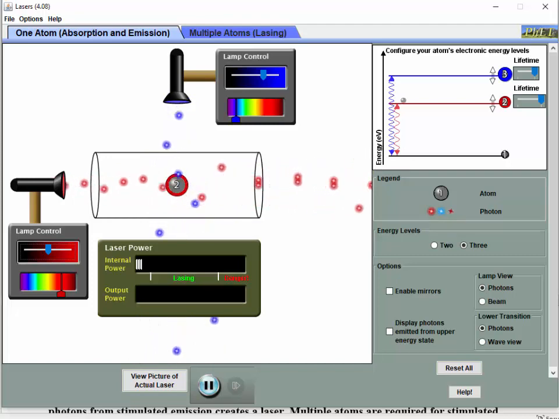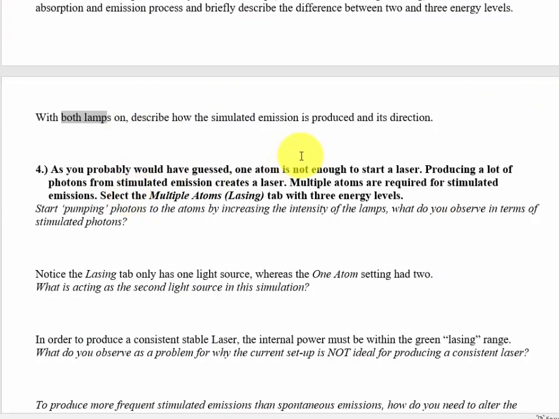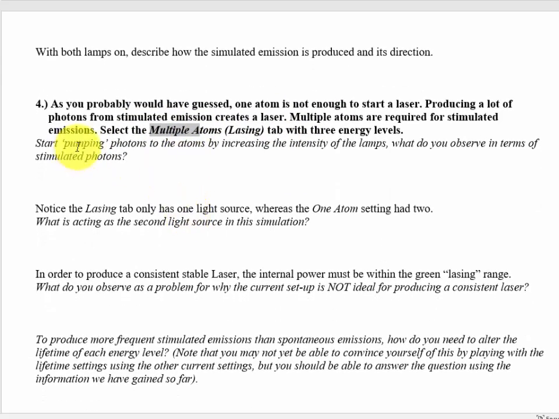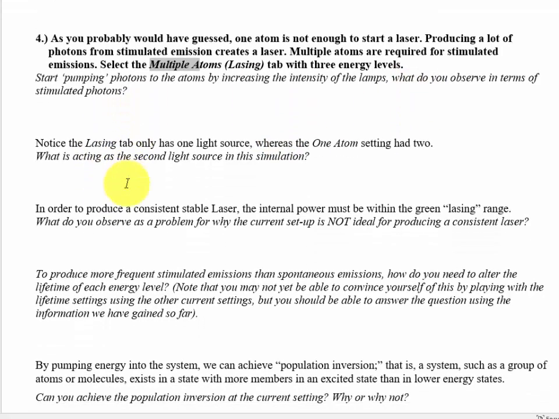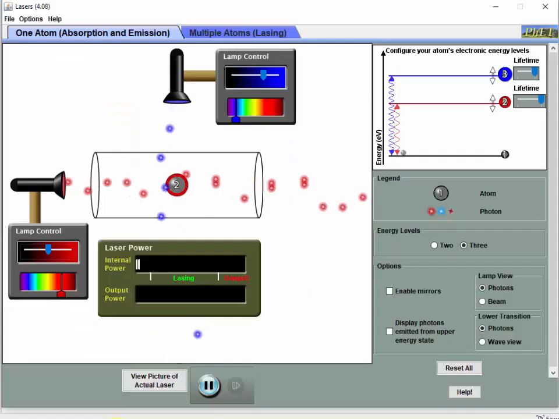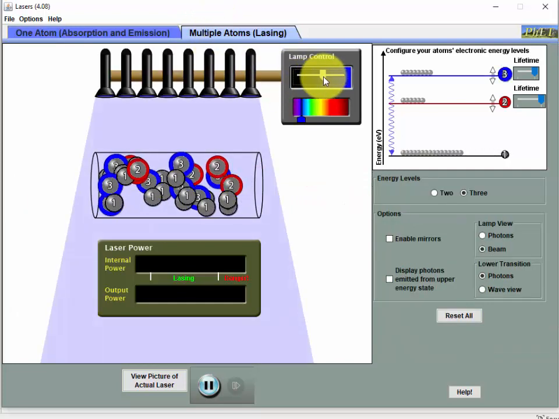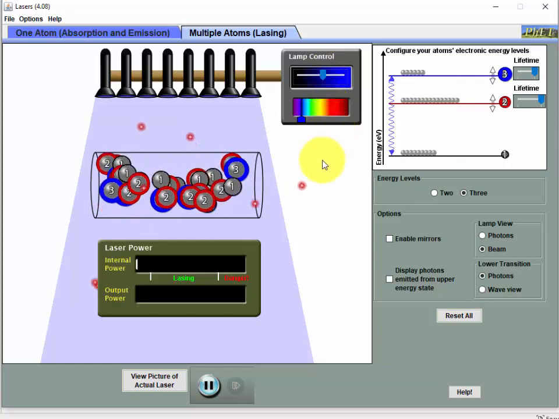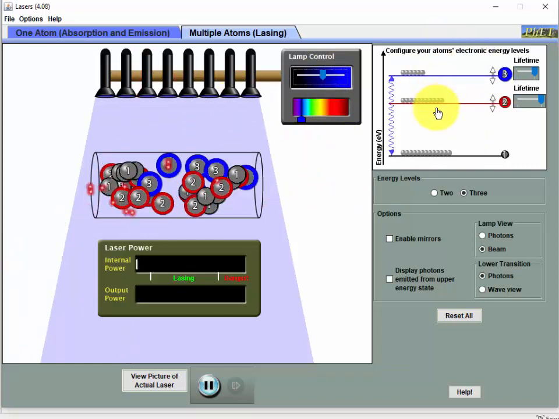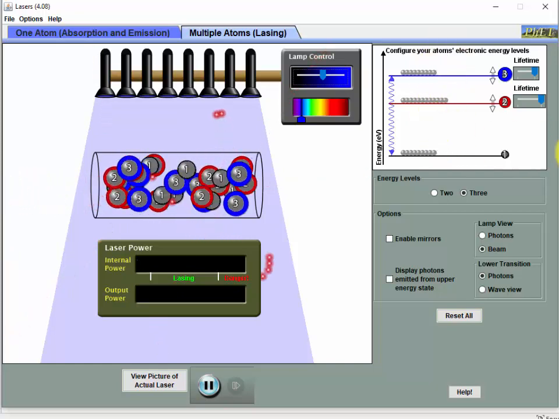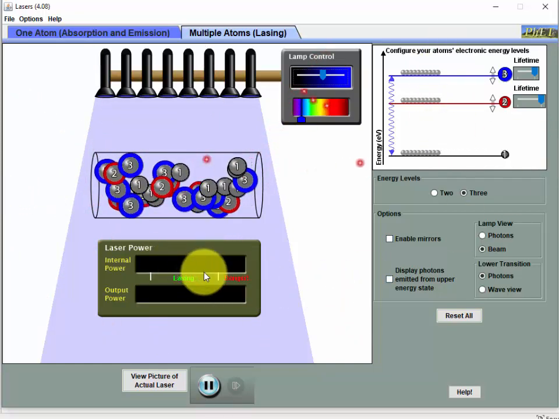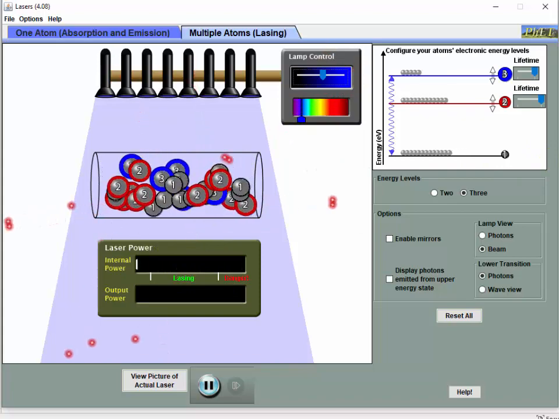That should probably be enough. Note that lasing is not occurring just yet. So we realize that one atom's not enough to make a laser. So we're going to select multiple atoms, and start pumping some photons onto this, and pay attention to the photons. So we'll go to multiple atoms here, and I'll turn this on. Now we have some electrons hanging out here, and we have more of them because we have more atoms, and we don't quite have lasing yet. Let's see what the lab tells us to do next.